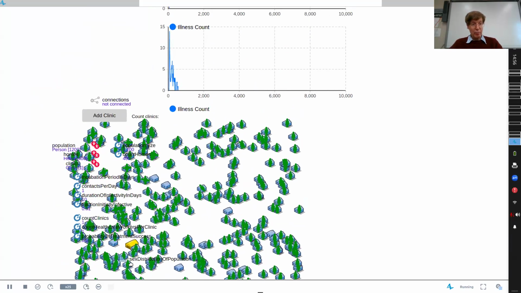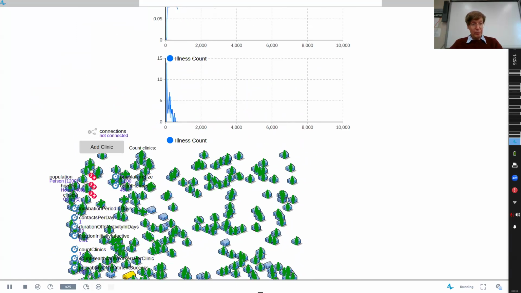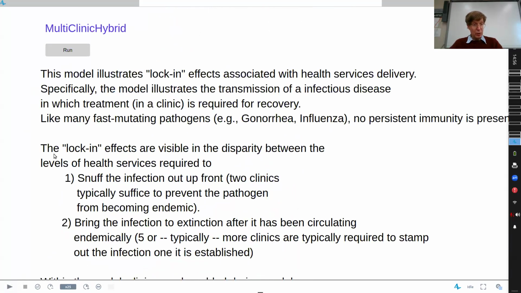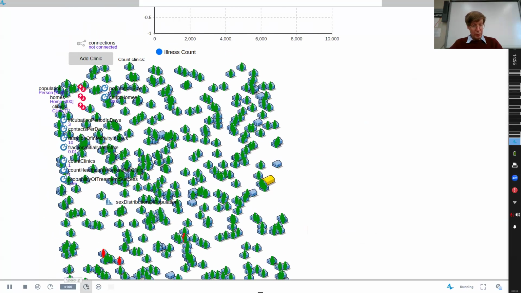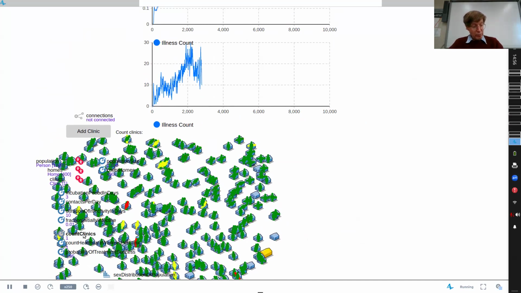It appears. So it seems there's 0 infective individuals. Let's run that again. So we have 3 individuals starting infective, or starting exposed. And now we see it continuing for a while at sort of a low level.